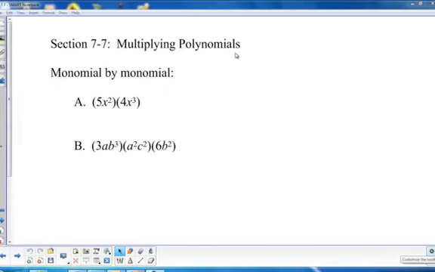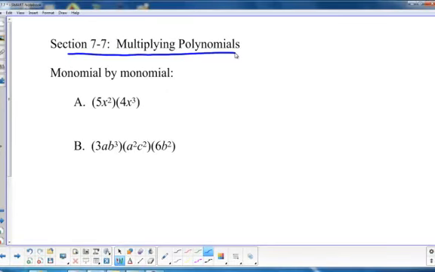Welcome back. We are going to multiply polynomials tonight. Adding and subtracting, in the last section, you can only add like terms. So for example, x squared plus x squared is 2x squared, or 3ab plus 7ab is 10ab.